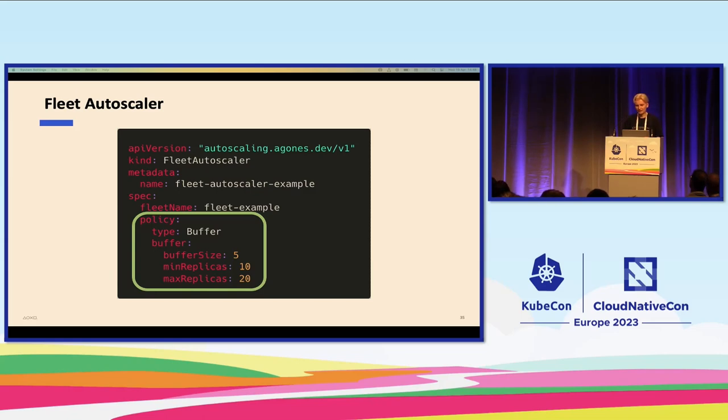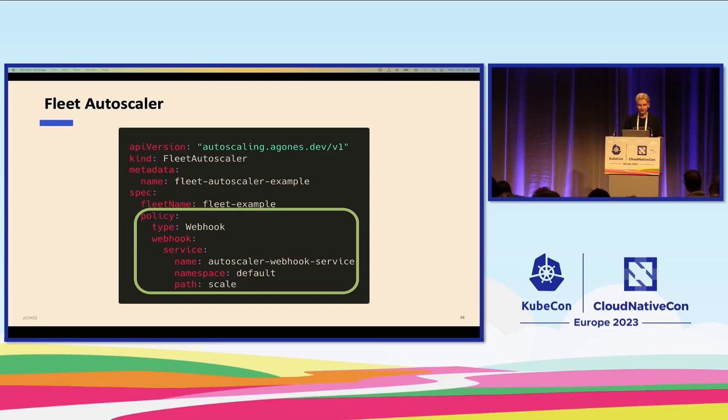Now, this can work quite well out of the box, but potentially you need something a bit more advanced, a bit more specific to your game's exact needs. And that's where the webhook type of fleet autoscaler comes in. Think of it similar to maybe an admission webhook. It's not really the same, but it's a similar concept of you can tell Kubernetes, hey, go talk to this service, and this will tell you what to do, which is kind of how validating and mutating webhooks work.